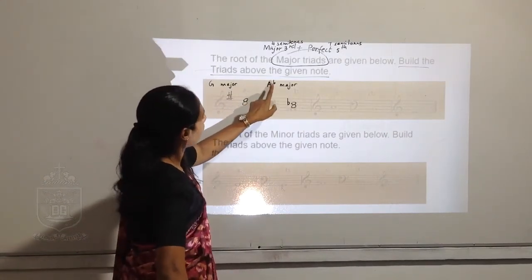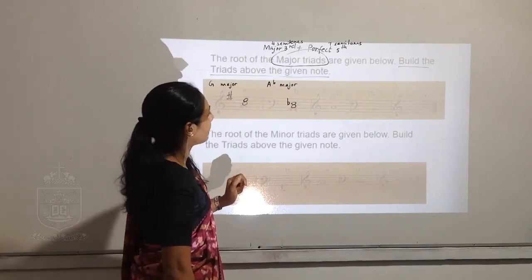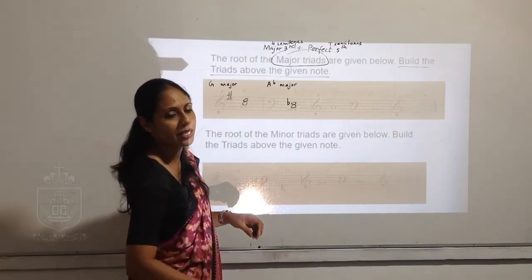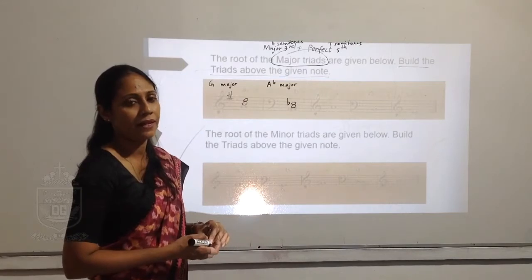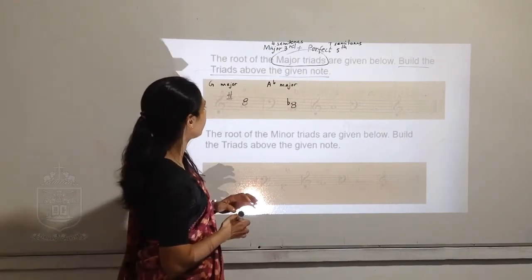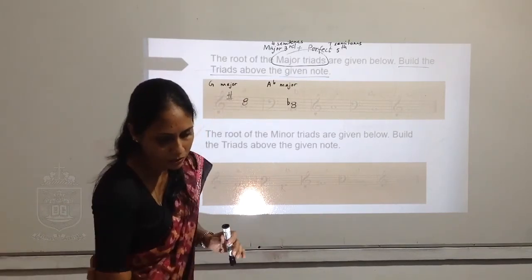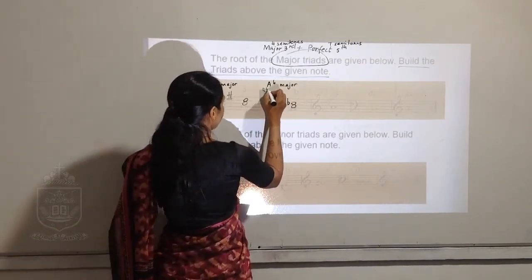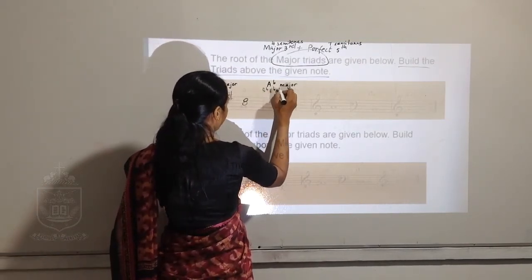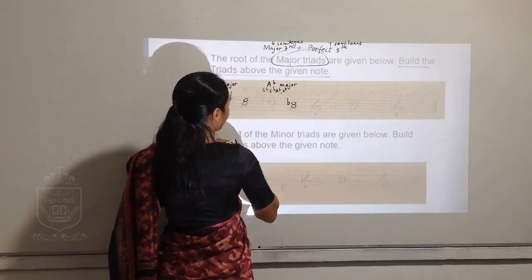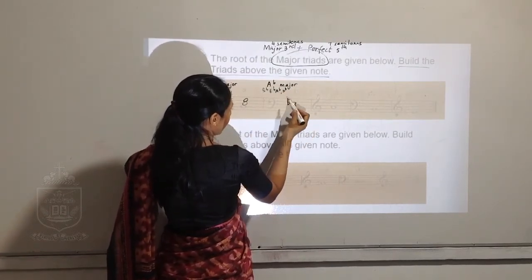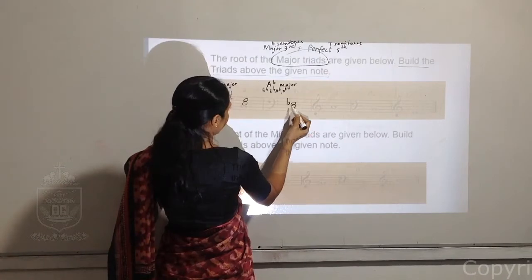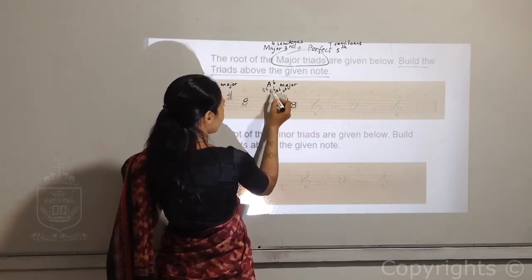Check in A flat major. What is the key signature of A flat major? There are 4 flats, right? There are 4 flats. So we will be getting B flat, E flat, A flat, and D flat. So here they have put A flat. This is C, no C, and E flat. See.